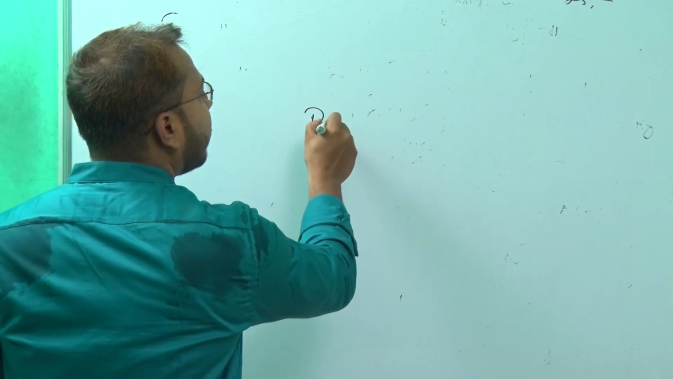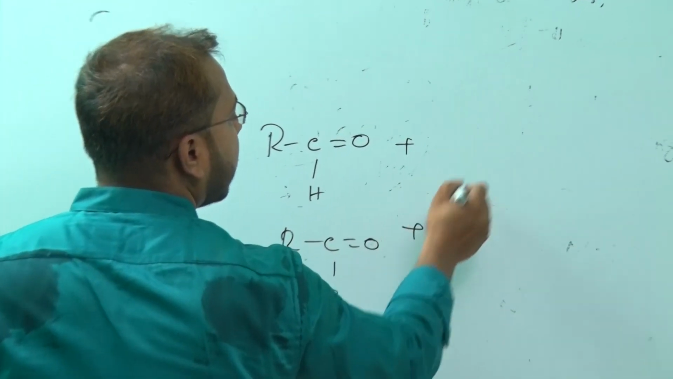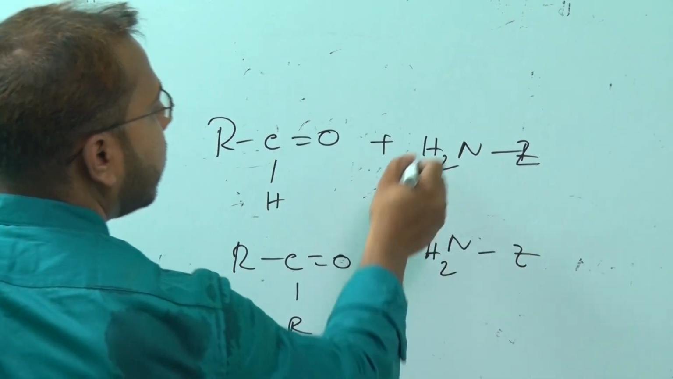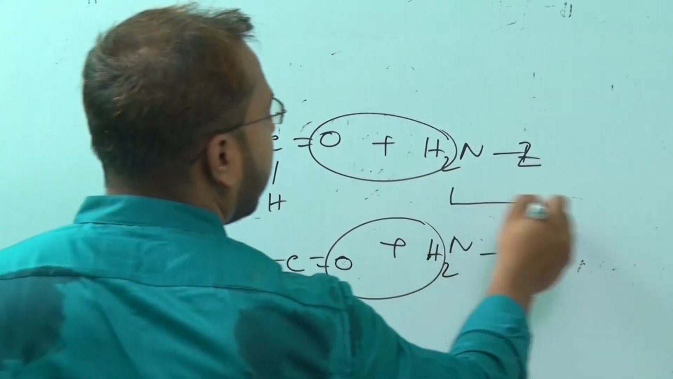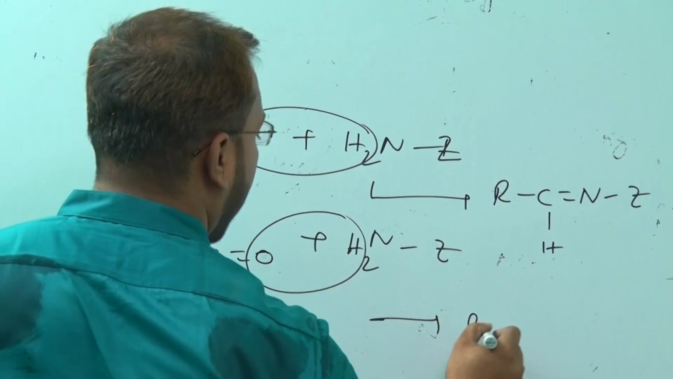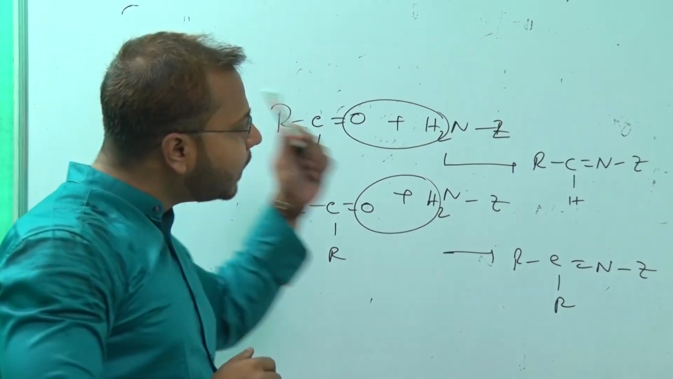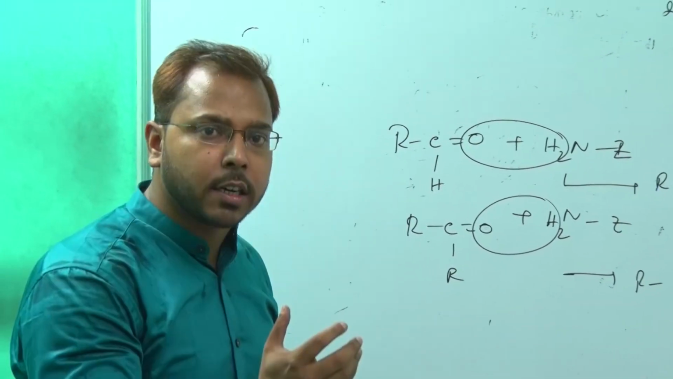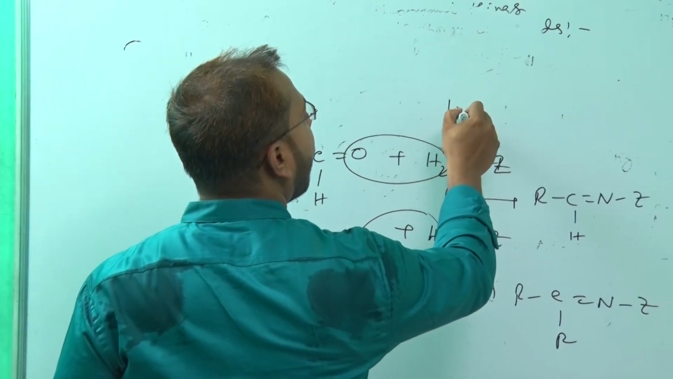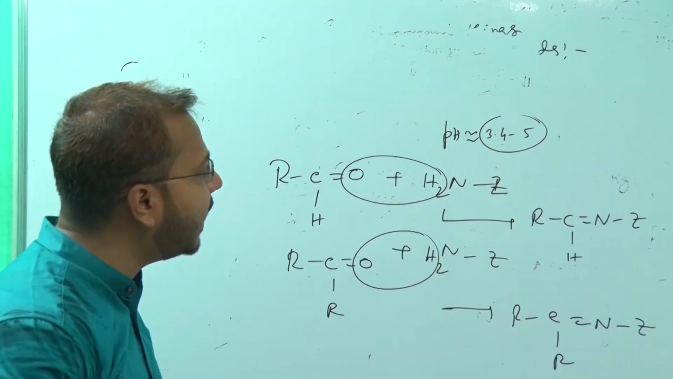Okay. So if any RCHO or any ketone is there, we know the DNP test, dinitrophenyl hydrazine, it will eliminate water and it will form RCH double bond NZ, or RCR double bond NZ, okay, this type of compounds. But in this case, the medium should be acidic but not so acidic. That means the pH of the medium should be in the moderate region, that is nearly 3.4 to 5. Moderate region we need to maintain the pH.